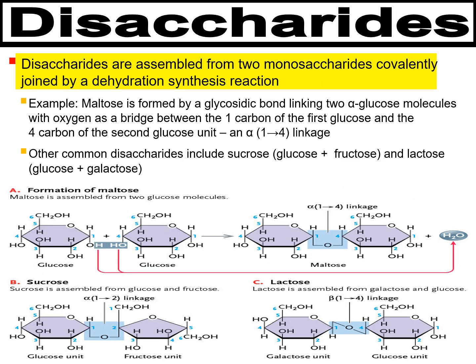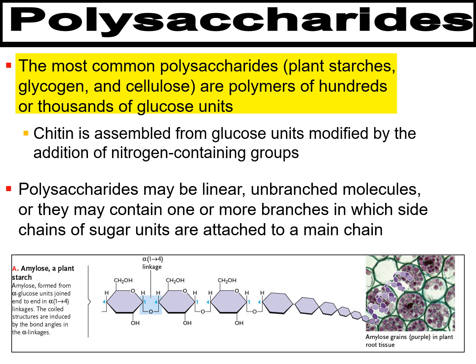A disaccharide is a sugar consisting of 2 simple sugars. A polysaccharide is a sugar consisting of 8 or more monosaccharides joined via dehydration synthesis. Some examples of polysaccharides include starch, cellulose, chitin, and glycogen.